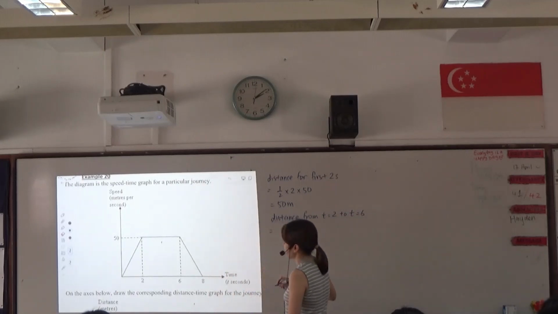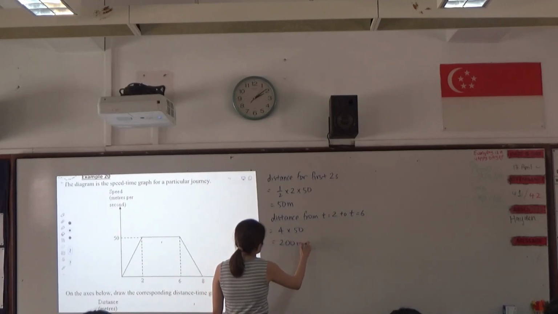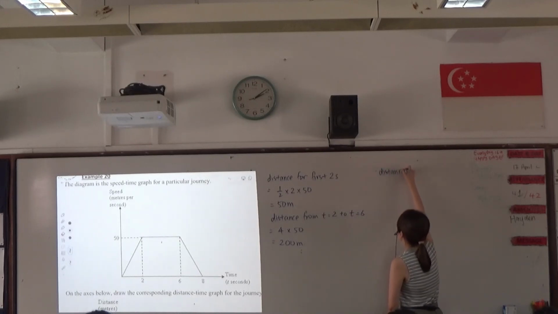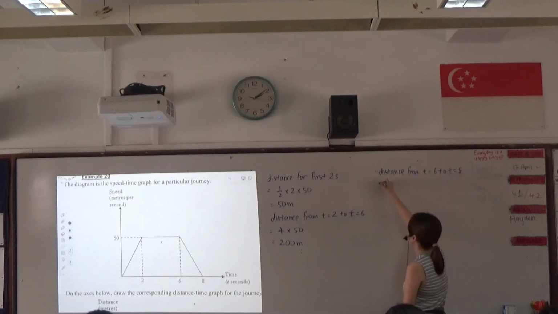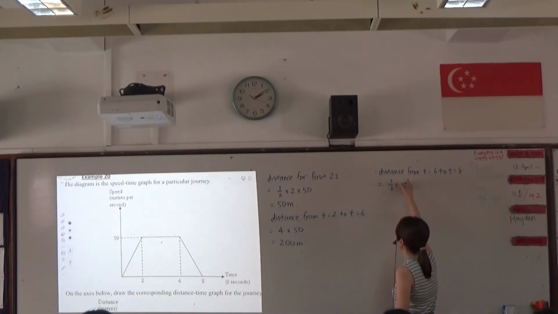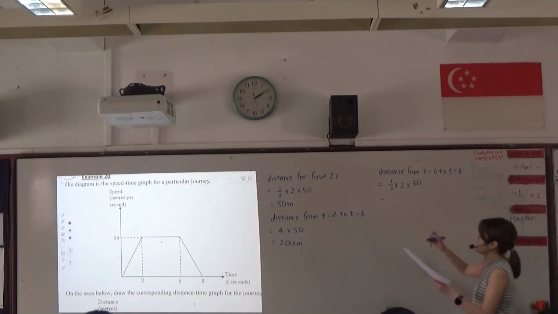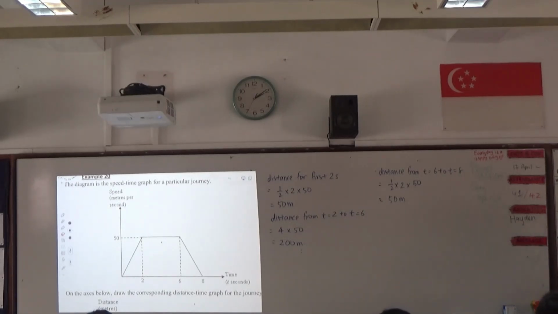That will be your rectangle. So 4 times 50, 200 meters. And then distance from T equals 6 to T equals 8. That is again another triangle, which the base is 4, because 8 minus 6, that will give us 50 meters. Okay. So we figure out the individual segments first.